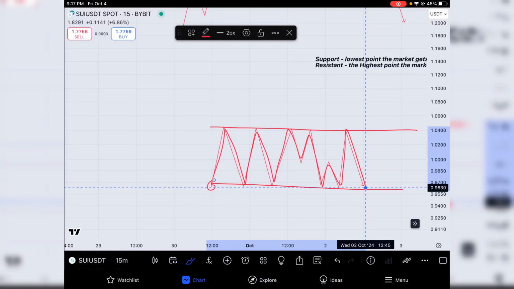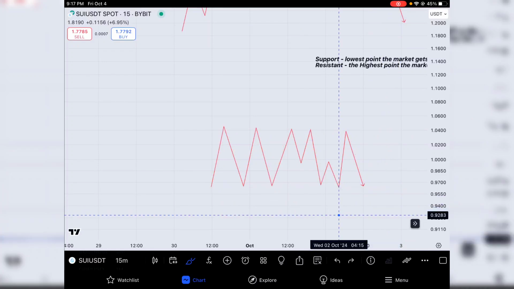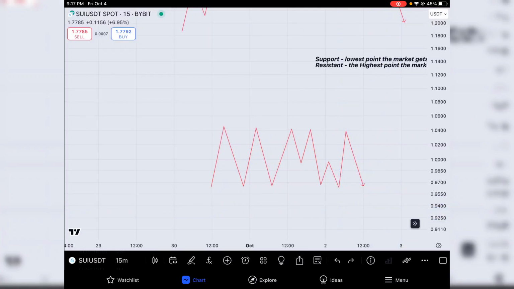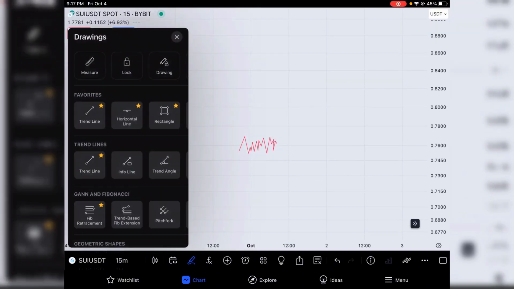Another word for ranging market is sideways market. So it's just going in the sideways direction. You understand what I'm saying? It's just moving sideways. And then the third is the choppy market, a market that has no sense of direction.